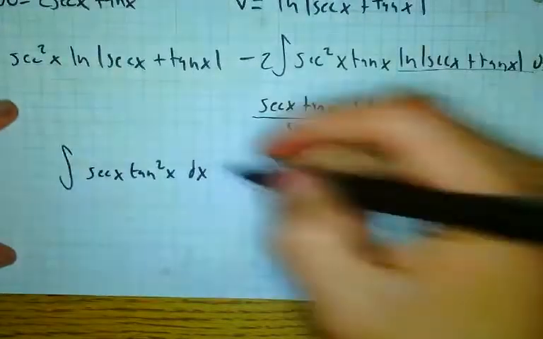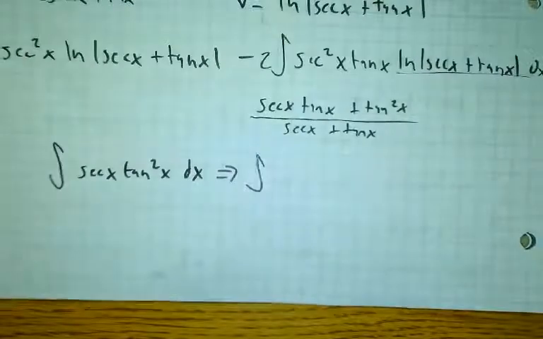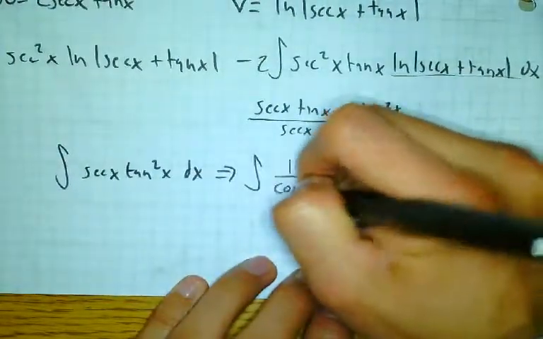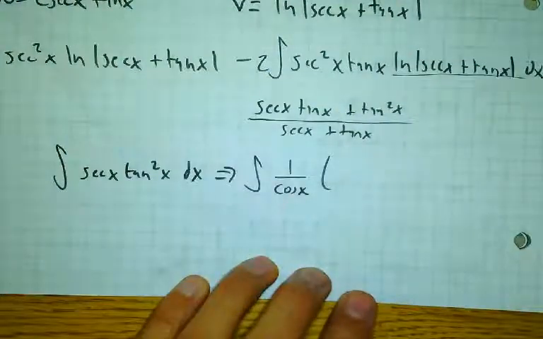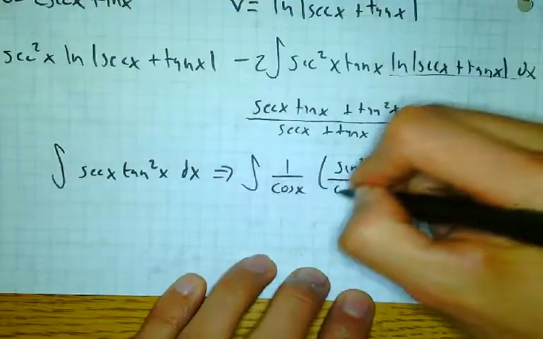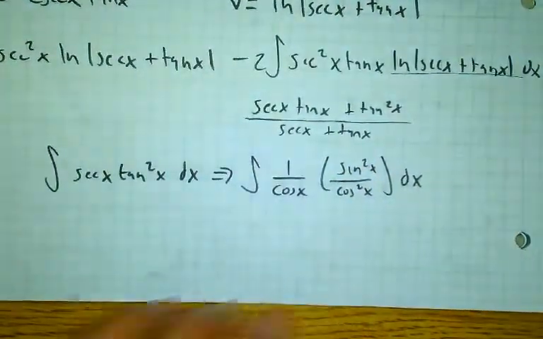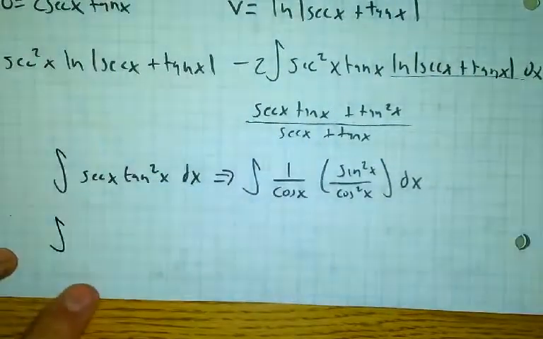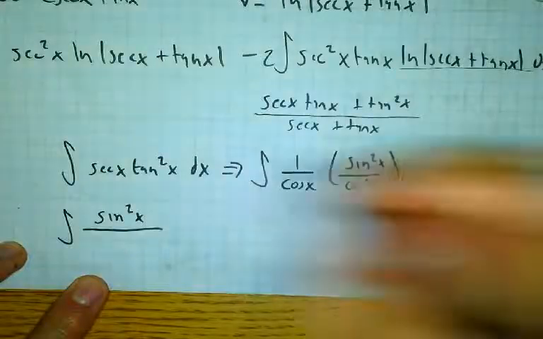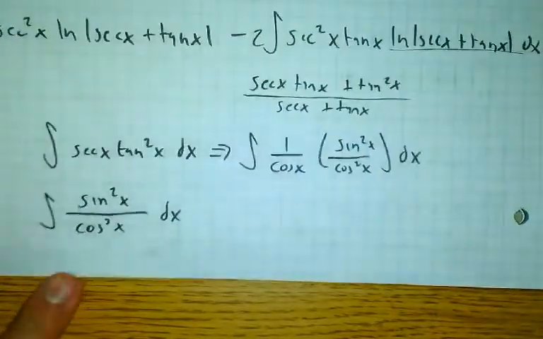Alright, so where do we want to go from here? Well, the integral of secant is the same thing as 1 over cosine, and this would be the same thing as sine squared x over cosine squared x dx. So technically I have the integral of sine squared x over cosine cubed x.